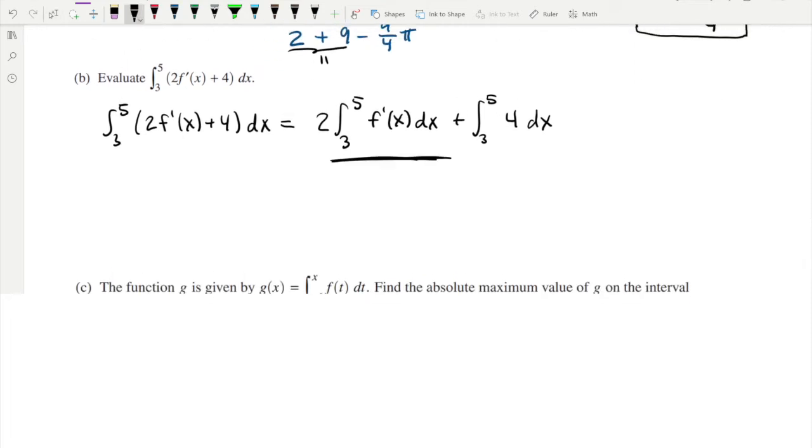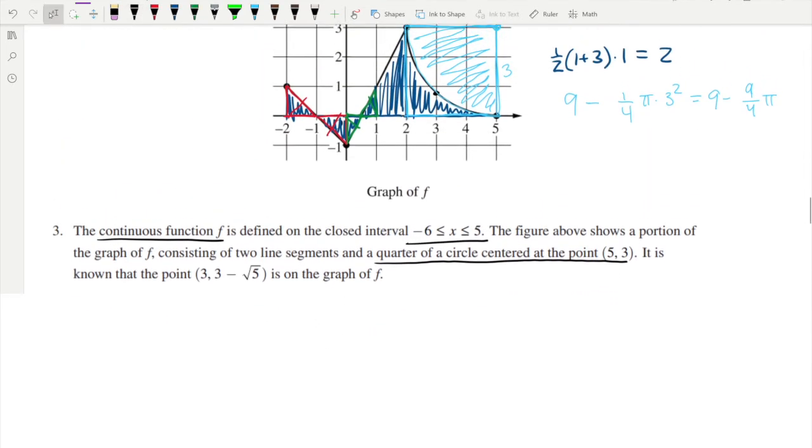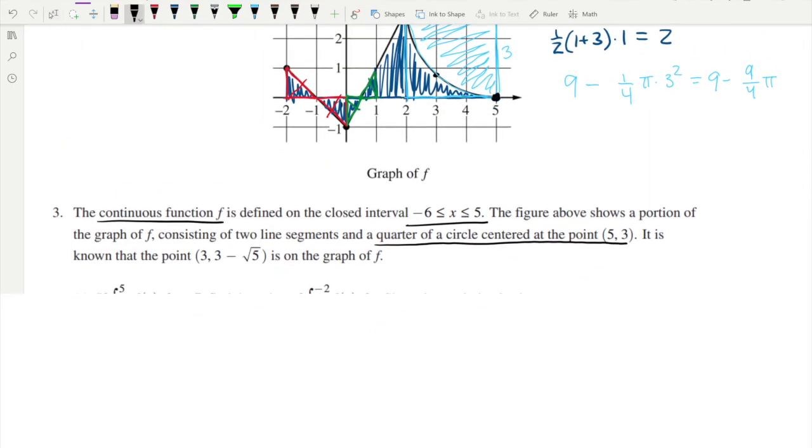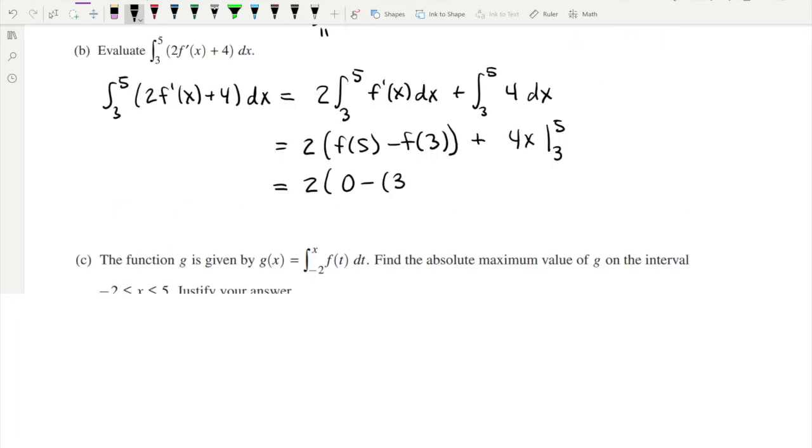And now this integral is going to be f of 5, the antiderivative of f prime, f of 5 minus f of 3. And this other integral here, the antiderivative of 4 is 4x. So this is 4x evaluated between 3 and 5. So we need to know what f of 5 is and what f of 3 is. So we scroll on up. f of 5 looks to be 0. f of 3, they tell us, is 0 minus 3 minus root 5.